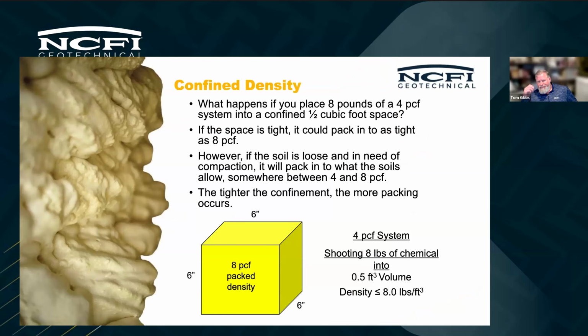So confined density versus free rise. If you take 8 pounds of a 4-pound system, or what we call a 4 PCF system, and try and squeeze it into a half a cubic foot of space, if that space is tight, it could pack into as tight as an 8 PCF or 8 pound per cubic foot block of foam. However, if the soil is loose and in need of compaction, it will pack into what the soils allow, somewhere between 4 and 8 PCF. The tighter the confinement, the more packing occurs. So my best example here that I like to use is if you shot this into a really well-constructed metal box, it's probably not going to do anything to the box.